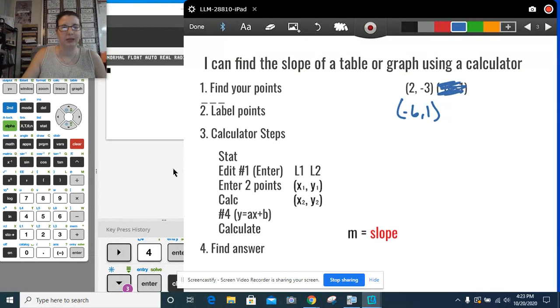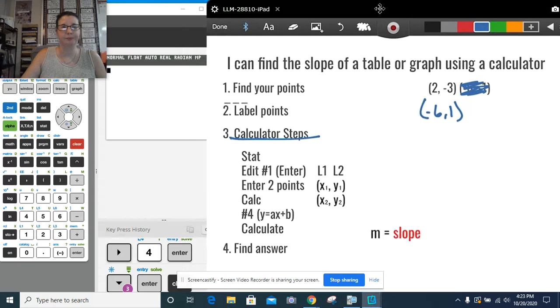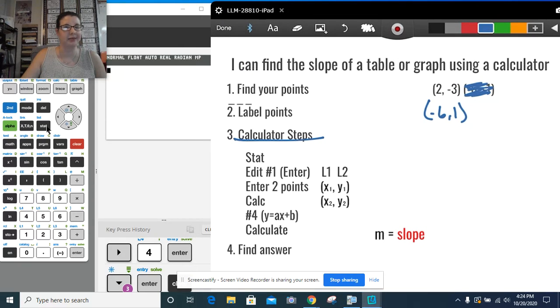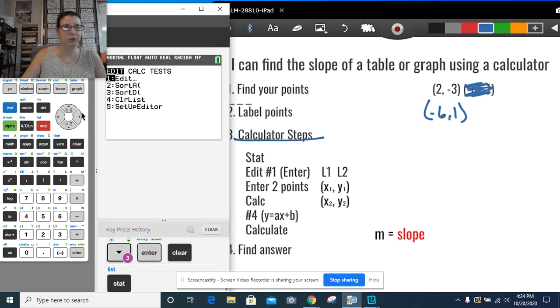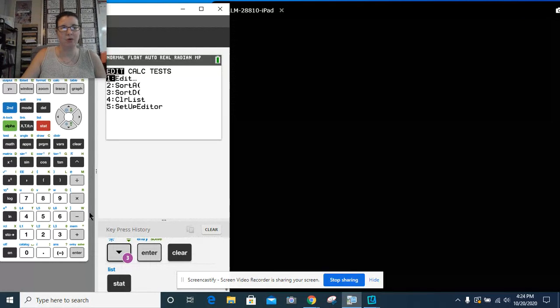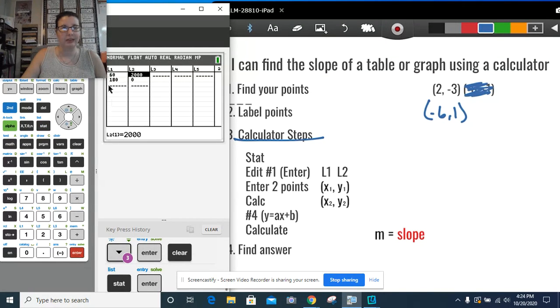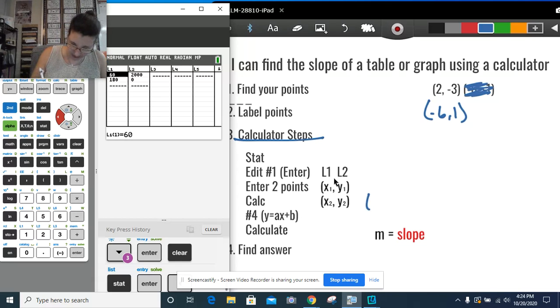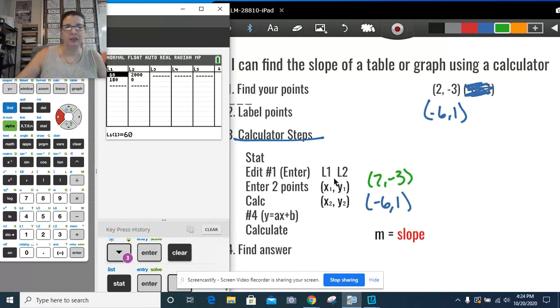So I've labeled the points, and next I need to follow my calculator steps. Over here on my calculator, I'm going to hit the stat button. The stat button is next to the wheel that moves. My second step is to hit edit, so I can either hit the number 1 or I hit enter. And as you see, I've got some points in here already, but I need to enter these points. So L1, L2, and the points should be -6, 1, and 2 and -3. And this is why I rewrite those points, because that's what my calculator screen should look like.